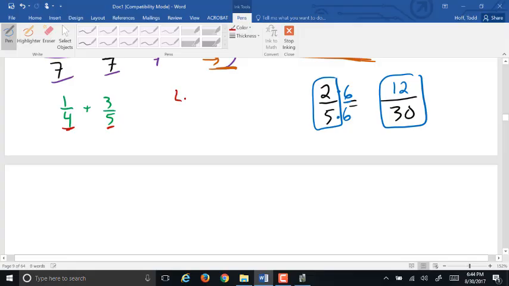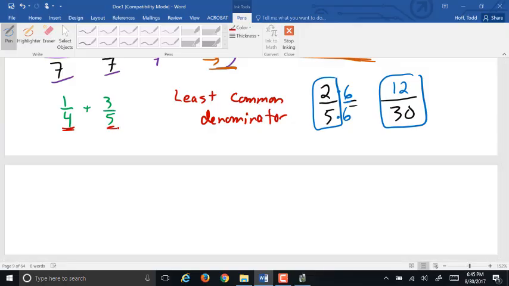Now, many of us have been told that you have to find something called the least common denominator. If you just multiply the two denominators together, that often will not give us the least one, the smallest one. But it will always give us a common denominator, and it will always work. We just may have to reduce it at the end or simplify it at the end.